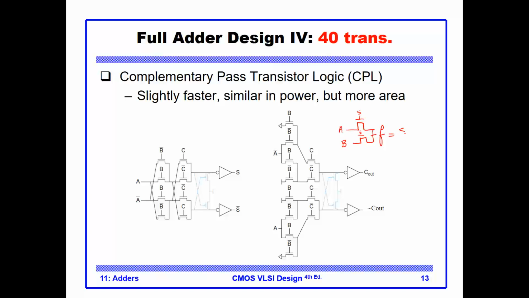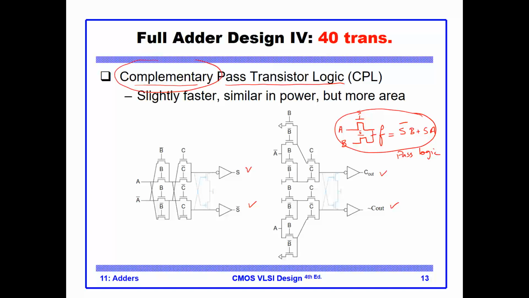And so the function is when select is 0, we choose B, okay, which is right here. And then when the select is 1, we choose A. This is called pass logic, okay, because we use the NMOS to implement the function. Now, if we implement the function and its complement, we call it complementary pass transistor logic.